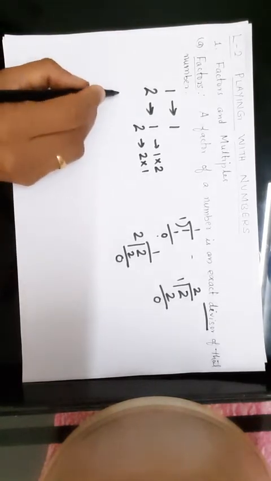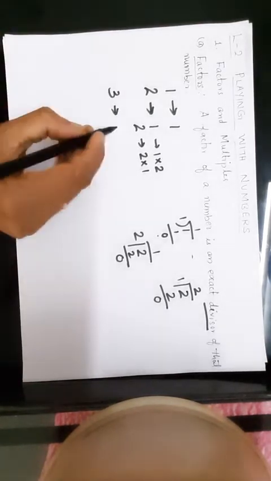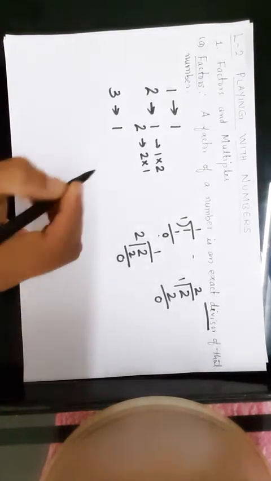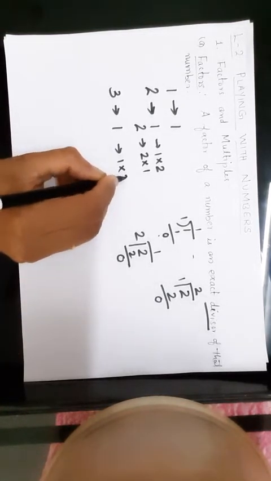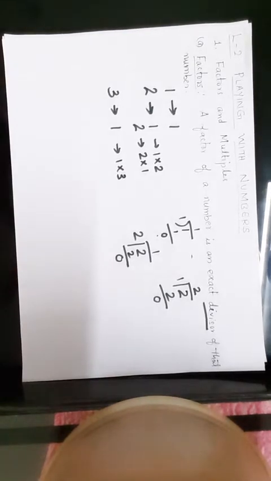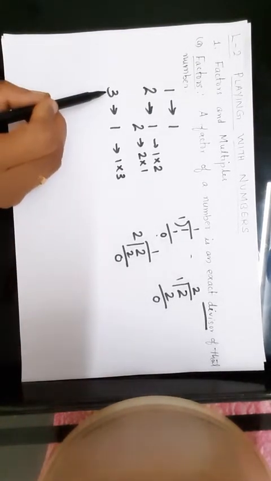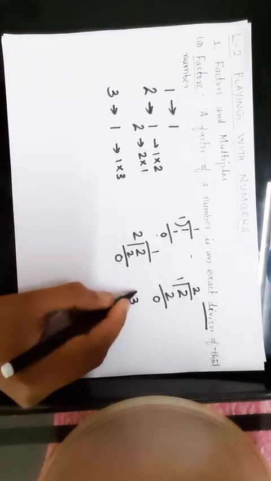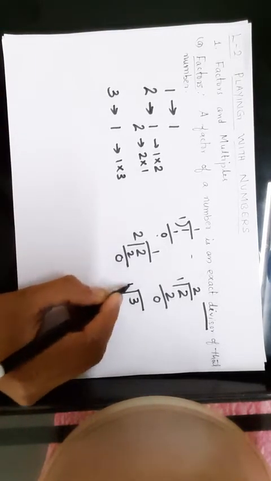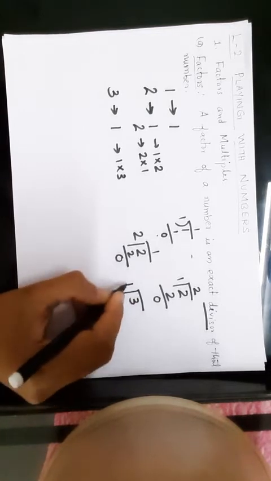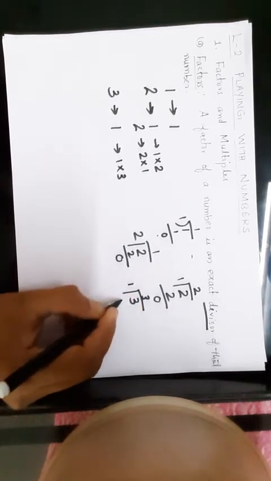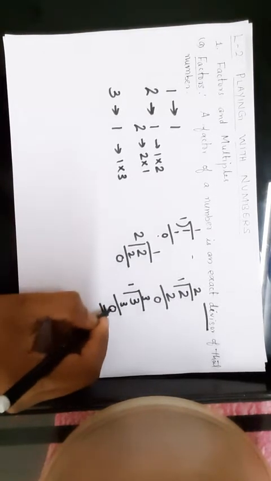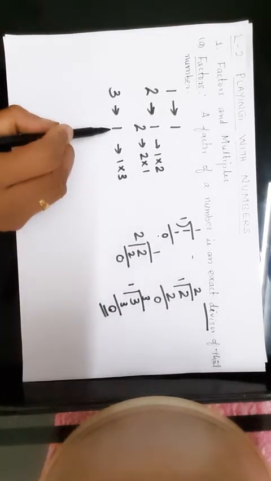Let us take 3. 1 is a factor, because 1 into 3 is 3. When we divide 3 by 1, the remainder will be 0. Let us check: how many times is 1 in 3? 3 times. So 1 into 3 is 3, and the remainder is 0. So 1 is a factor.